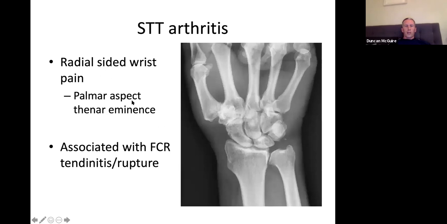So as I said, they get radial-sided pain, and the FCR tendon inserts on the base of the second metacarpal. So it goes right over the distal scaphoid. If you've ever done a volar approach to the scaphoid, you have to take the FCR out of the way. So when you get arthritis of this joint, you can get little osteophytes there, and that can irritate the FCR tendon. And the patients often present with just FCR tendonitis as a first symptom of the STT arthritis.